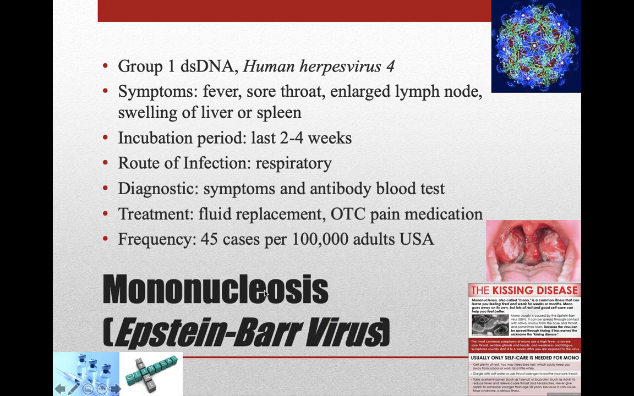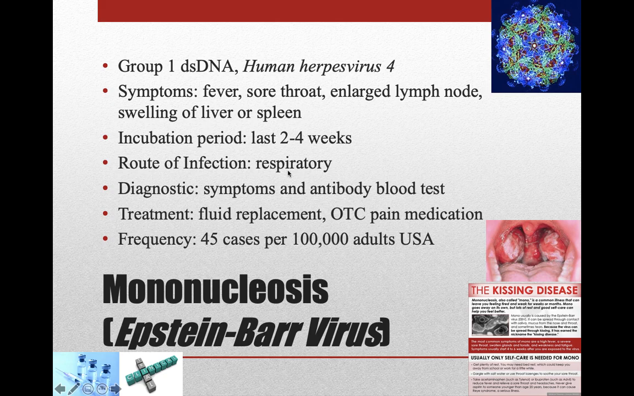I'm going to finish this one up with mononucleosis, Epstein-Barr virus. This is an oncogenic virus. It can cause mutations that cause cancer in the mouth. This is also called the kissing disease. You get it very often by respiratory droplets coming in contact with saliva and things like that, inhaling them.